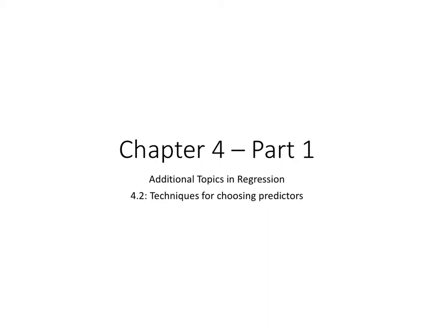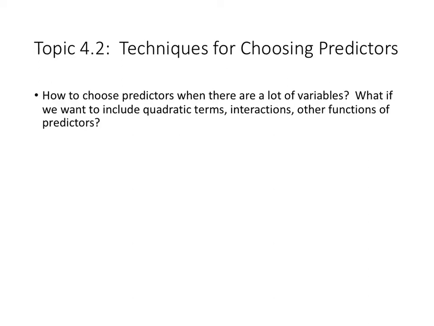Okay, in Chapter 4, Section 4.2, we're going to look at some techniques for choosing predictors to include in your regression model. So let's say we have a data set that's got lots of potential predictor variables. We want to think about which ones we should include, how many we would need to include, and what happens if we include quadratic terms and interaction terms and other functions.